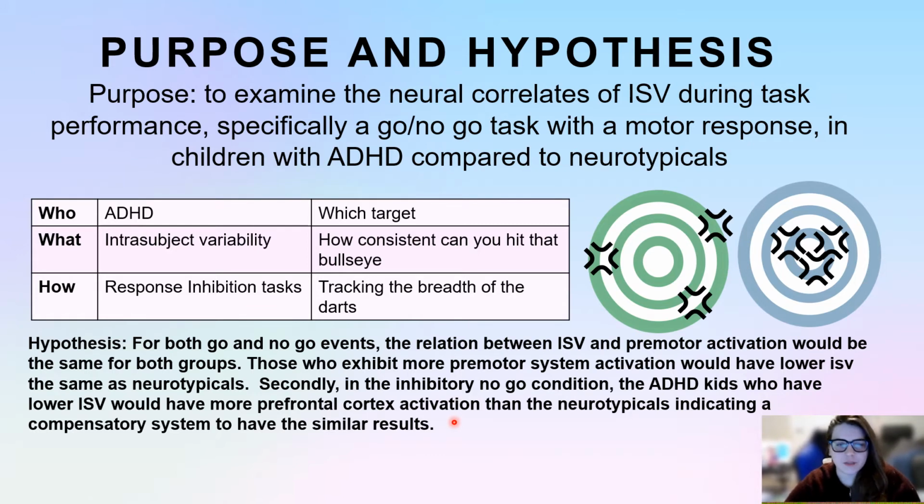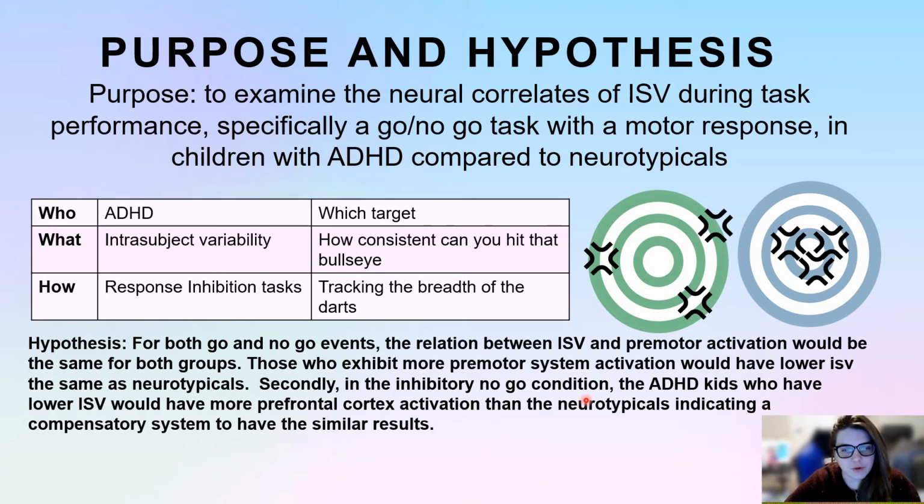and so their hypothesis was that for both go and no-go events, the relationship between ISV and premotor activation would be the same. So more premotor system activation, lower ISV. You'll be more accurate with that target.